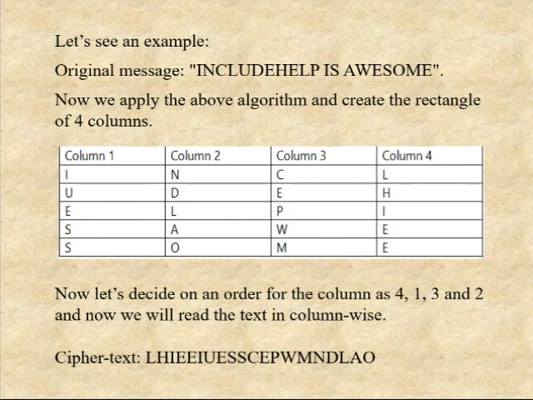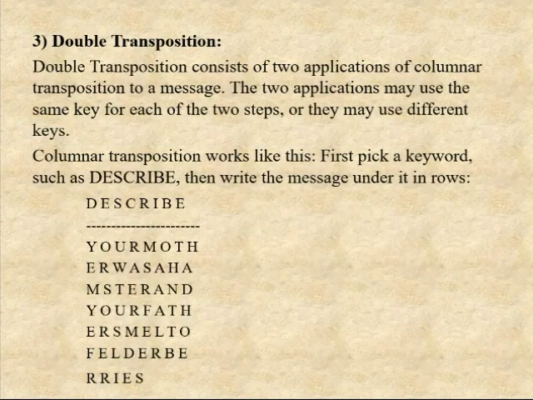We get the ciphertext. The final ciphertext is as follows. First write column 4: the letters are L, H, I, E, E. Next, column 1: the letters are I, U, E, S, S. Then the third column letters: C, E, P, W. And finally the second column letters: N, D, L, A, O. These are all the ciphertext letters. This is the columnar transposition technique.